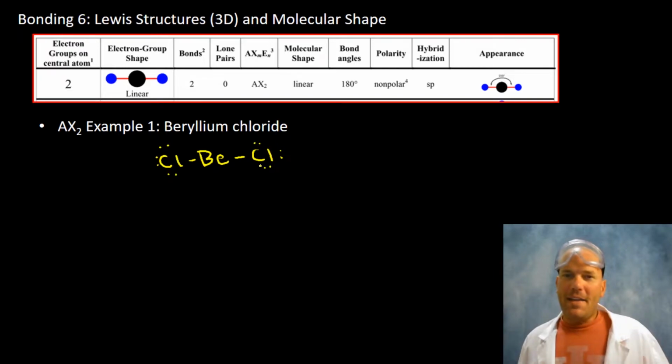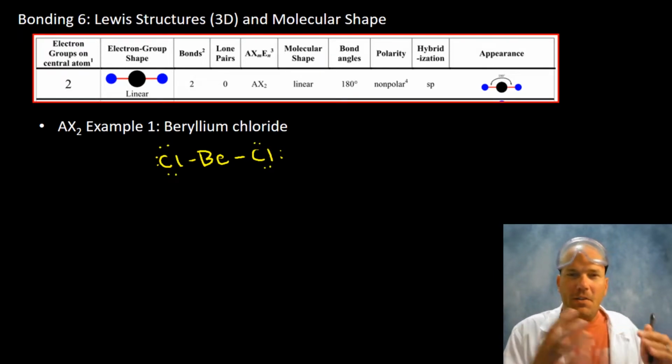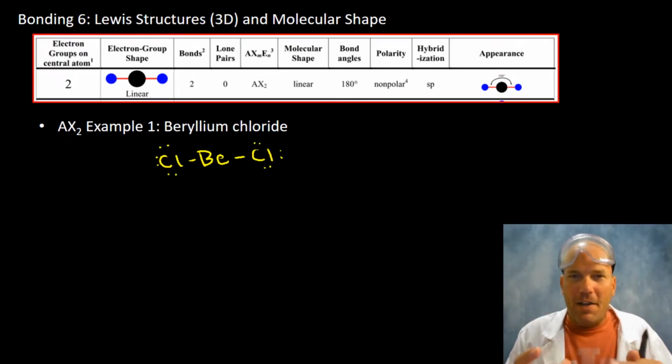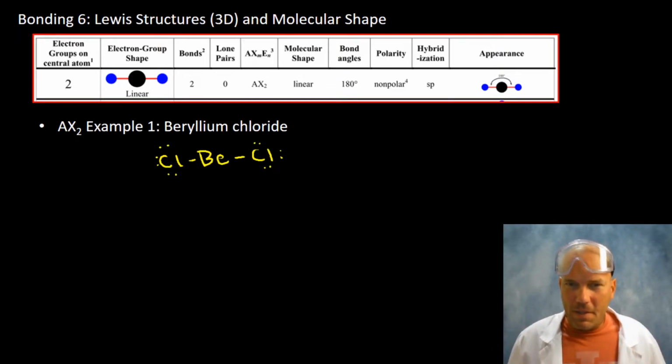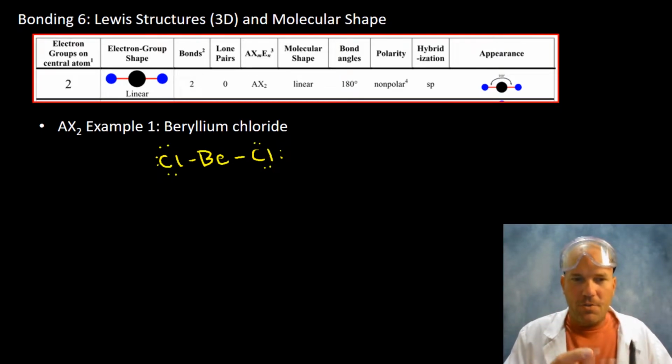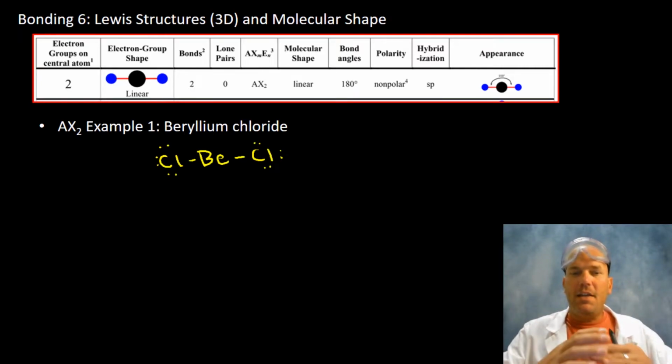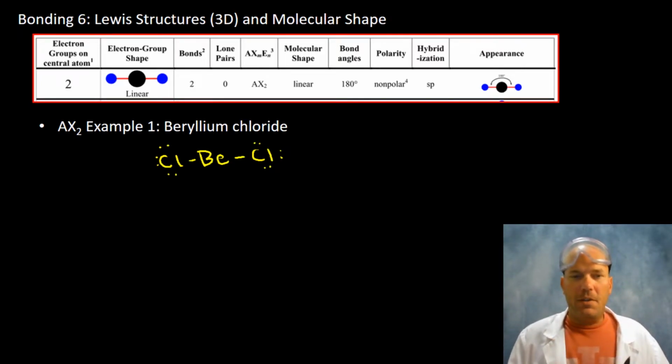So I'm combining what you learned in the last couple videos and putting that out there right now for you. So beryllium is structurally satisfied, and this is the lowest energy configuration.